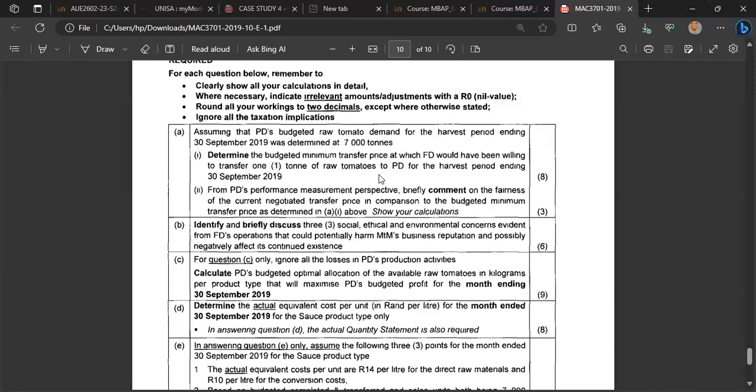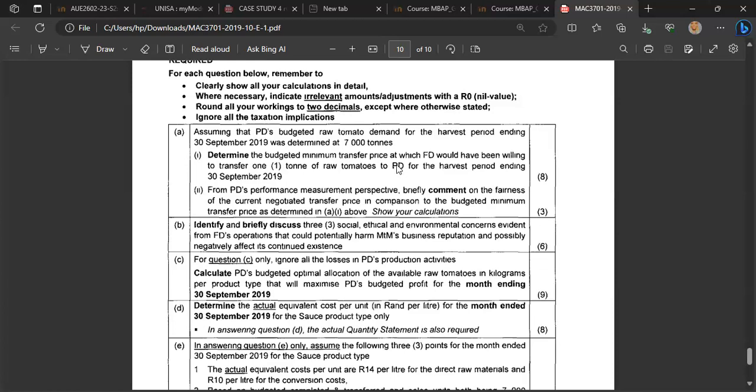So which is the price that PD would have bought the tomatoes at anyway, had they gone to Limpopo in some farm. That would be the market selling price. So you can't transfer them at a price higher than that. Otherwise, they would go and fetch them, or they should go and fetch them in Limpopo themselves, or just go to the market and fetch them there from the market, right?